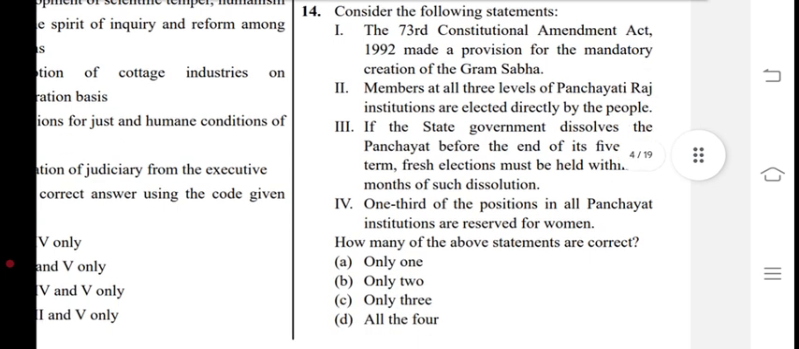Consider the following statements: the 73rd Constitution Amendment Act of 1992 made provision for the mandatory creation of Gram Sabhas. Members at all the three levels of Panchayati Raj institutions are elected directly by the people. If the state government dissolves the Panchayat before the end of its 5-year term, fresh elections must be held within 6 months of such dissolution. One third of the positions in all the Panchayat institutions are reserved for women. Only two.